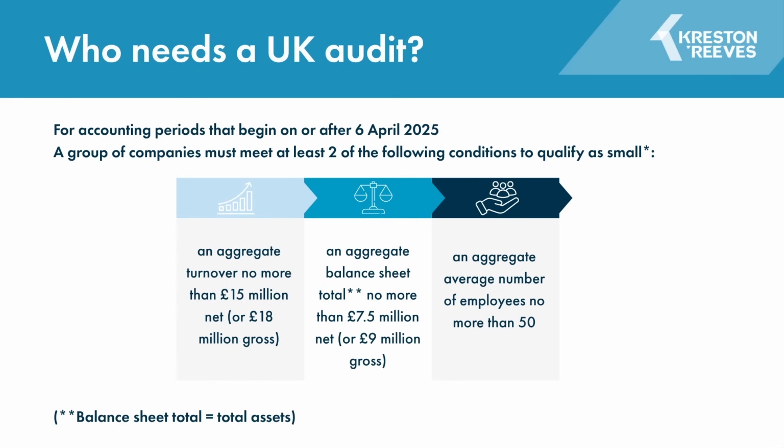And if you're part of a group, you have to aggregate the criteria of the whole group in working out if you qualify as a small group. On the screen, you will see the small group qualifying criteria. This is broken into two sections. It's either net, which means on a consolidated financial statement basis, or gross, just aggregating up each line of your TB to get a gross figure.